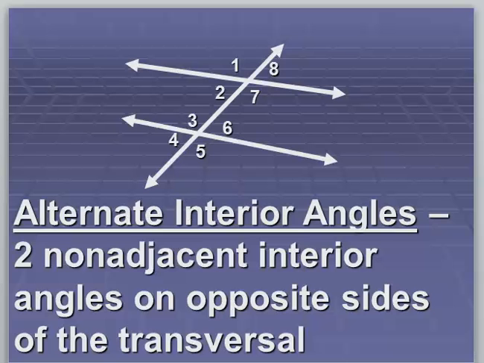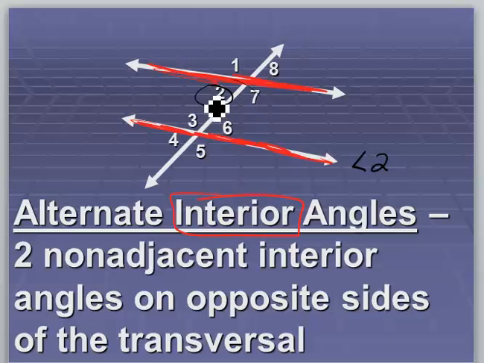So interior, we're going to be between our two coplanar lines, and I'm going to outline those in red again. Here's our two coplanar lines. I want to be inside of those, so in the interior. Alternate means they're on opposite sides of the transversal. So if I used angle 2, and I want one that's non-adjacent interior angle on the opposite side of the transversal. So I don't want something right next to 2, although it needs to be inside, and it needs to be on the opposite side of the transversal.